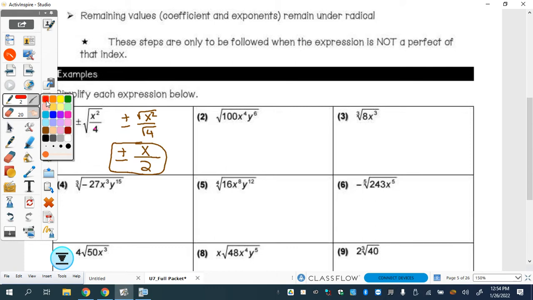That was a hard no, if you didn't catch that. All right, so 100, is that a perfect square? Is x to the 4th a perfect square? And is y to the 6th a perfect square? Okay. The square root of 100 is 10. Gave you that one. You're welcome. The square root of x to the 4th is x squared. And the square root of y to the 6th is y cubed.